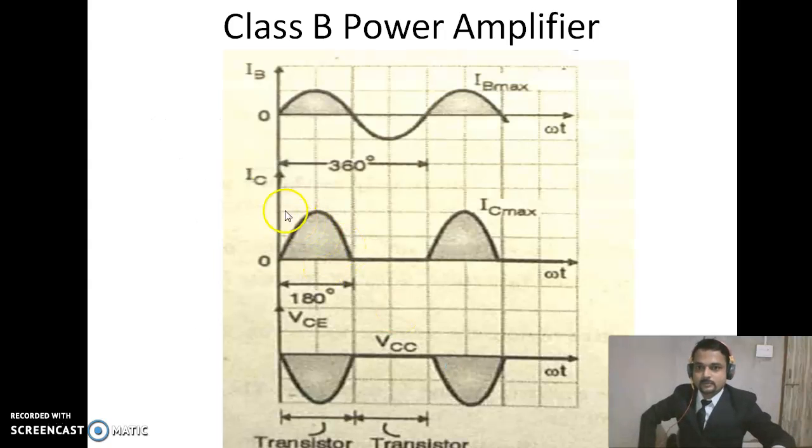This is the output waveform. This is base current versus omega t, where omega is the angular frequency, 2 pi f. This is collector current versus omega t, and this is collector-emitter voltage versus omega t.